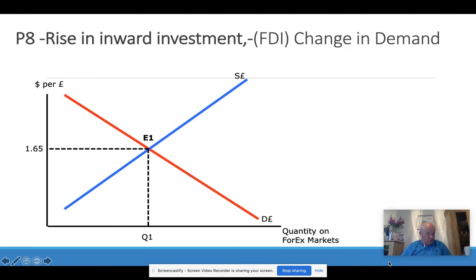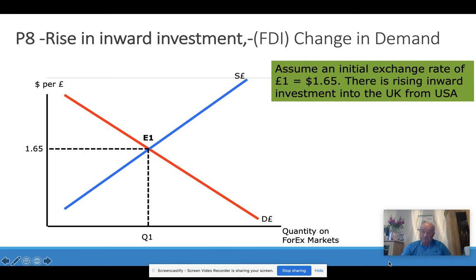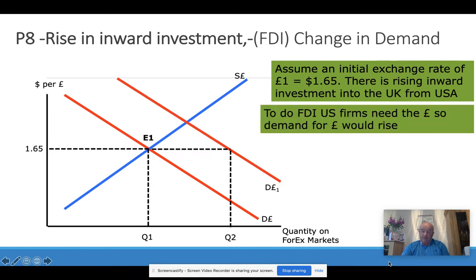If we take a look at the next point then, the rise in inward investment. In this instance, we've got FDI, foreign direct investment. We've got a change in demand for, in this case, the pound, haven't we? So if this is happening, that's essentially going to mean that we've got rising inward investment into the UK from the USA. We're taking the original equilibrium point at E1 at £1 to $1.65.